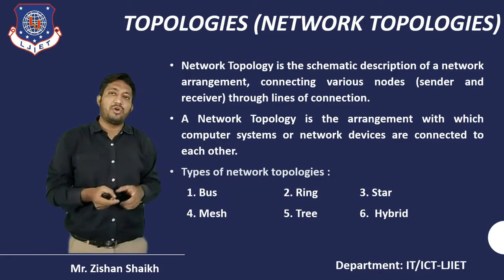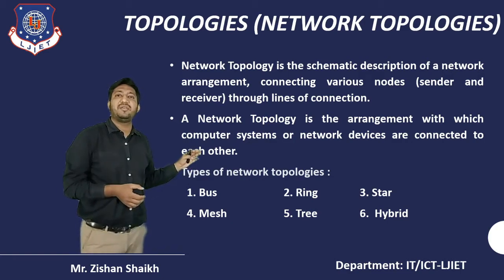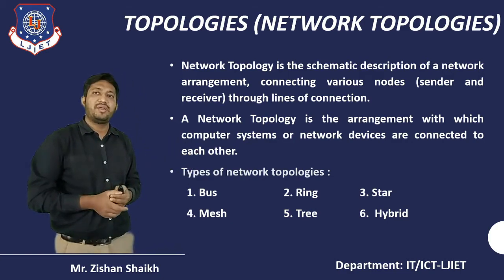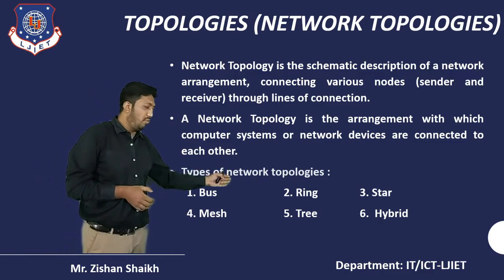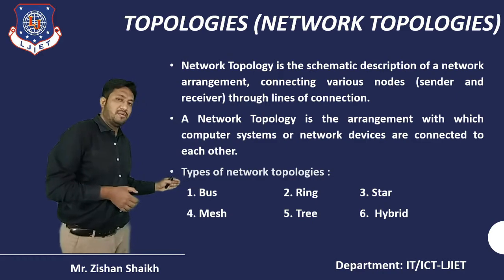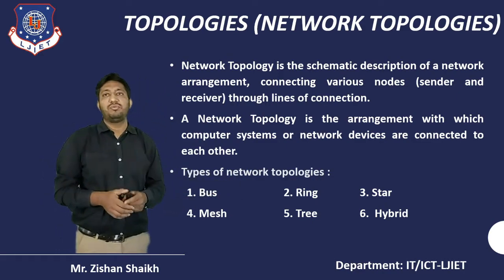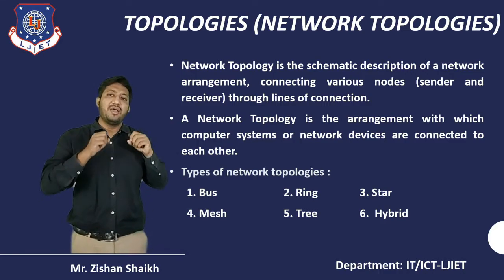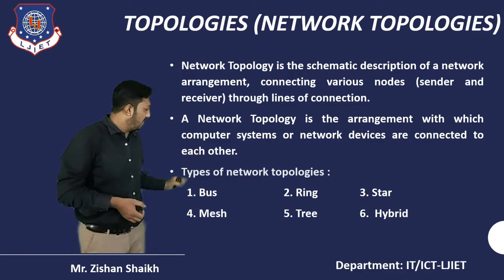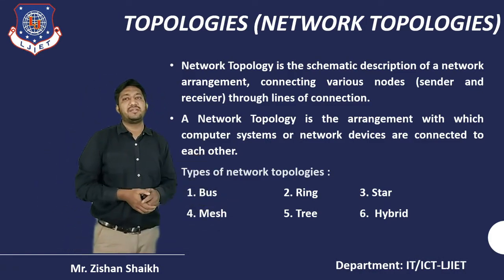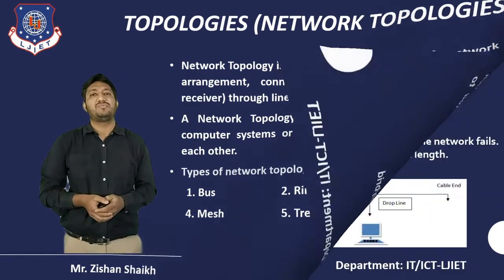Basically, network topology is categorized into six types of computer network topologies: bus topology, ring topology, star topology, mesh topology, tree topology, and hybrid topology. When we see a number of devices connected with each other, they fall under these six categories. How these topologies work and how they are designed, let's discuss one by one.